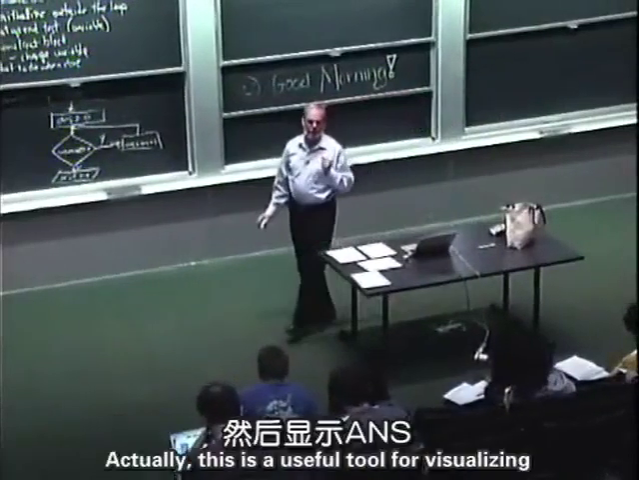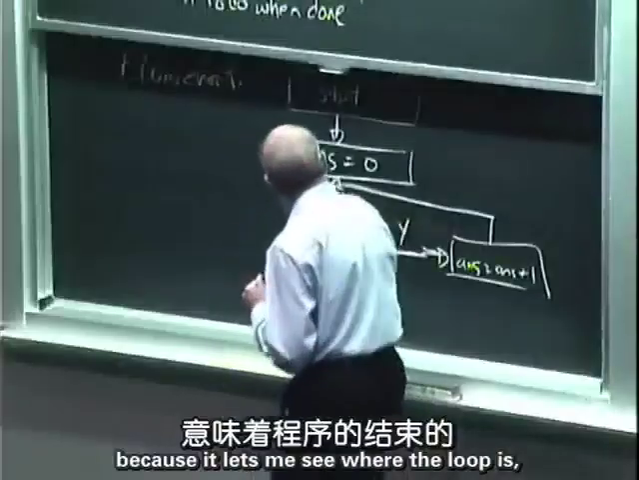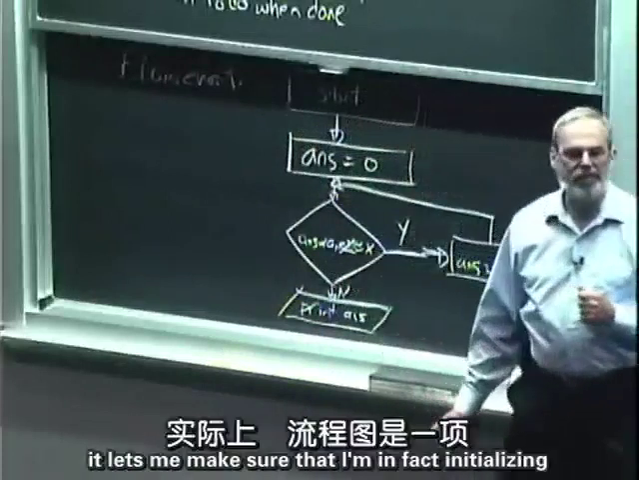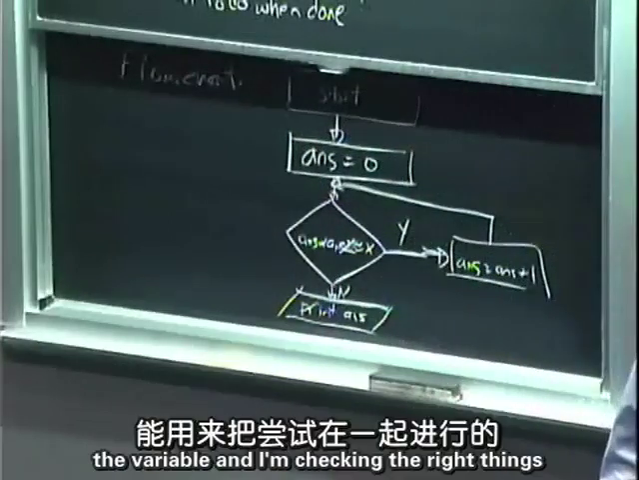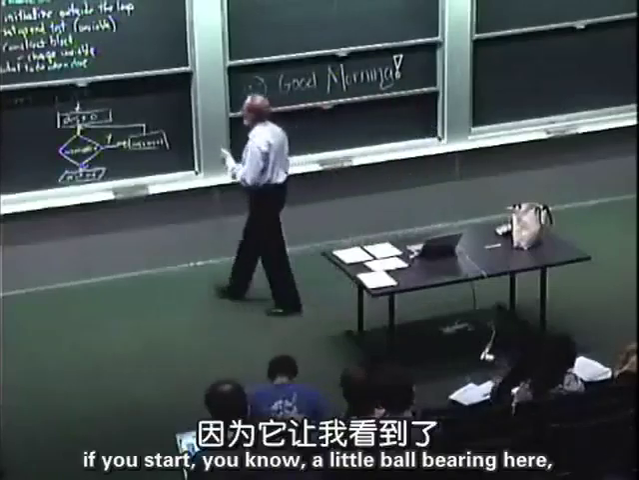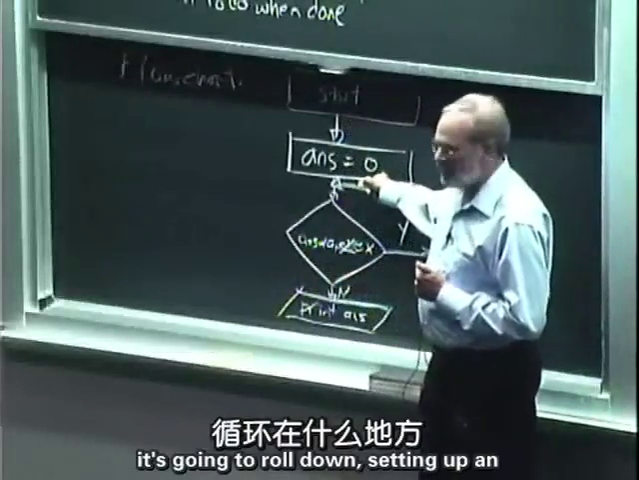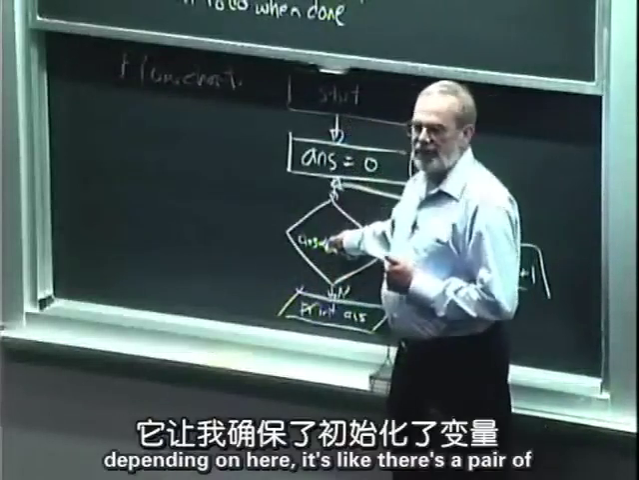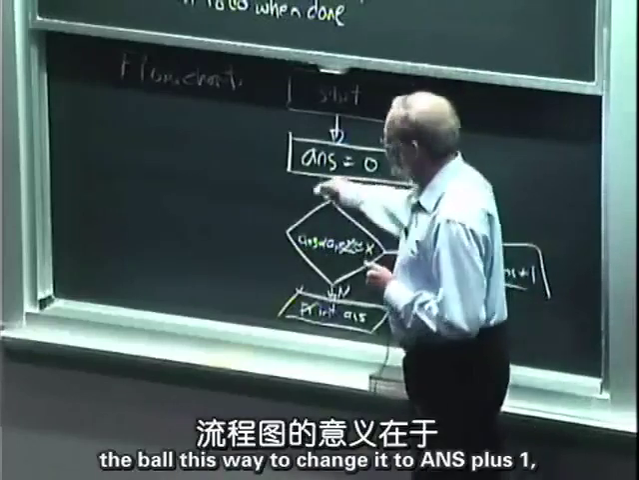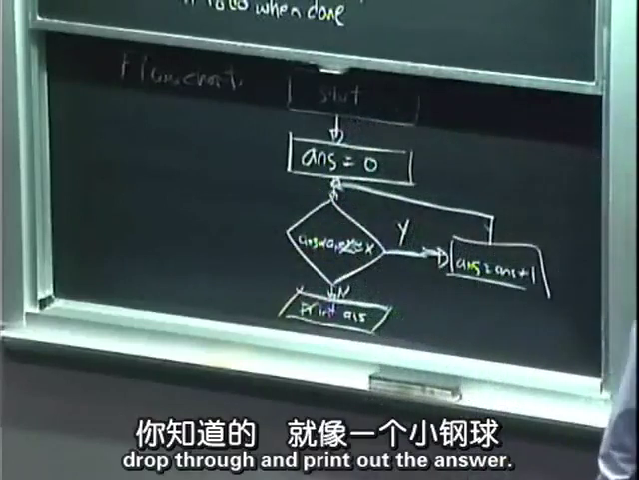Actually, this is a useful tool for visualizing how I'm trying to put it together, because it lets me see where the loop is, right there. It lets me see the end test. It lets me make sure that I'm, in fact, initializing the variable and I'm checking the right things as I go along. And the idea of this flow chart is if you start, little ball bearing here, it's going to roll down, setting up an assignment statement, and then depending on here, it's like there's a pair of flippers in there. Does the test, it sets the ball this way to change it to ans plus 1 and comes back around. Eventually, it's going to drop through and print out the answer.